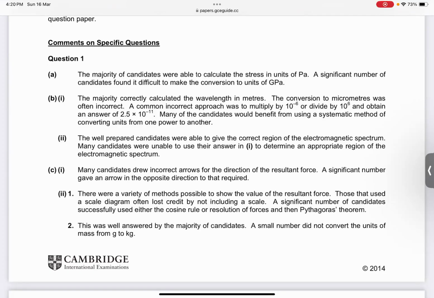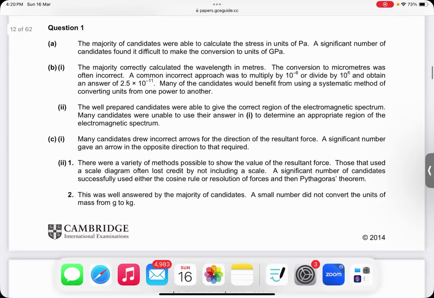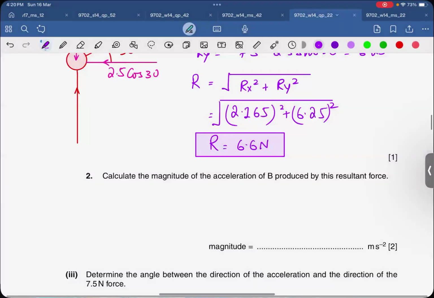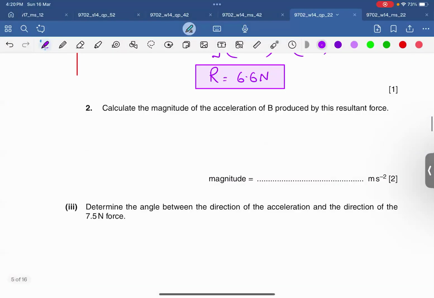Okay. So if you are drawing the scale diagram, you have to write that you are considering this much centimeter equivalent to that much amount of force. A significant number of candidates successfully used either the cosine rule or the resolution of the force and then Pythagoras theorem. Okay, so I use that. So they're saying magnitude of the resultant force. So we have the resultant force. Which formula do you use, this one?